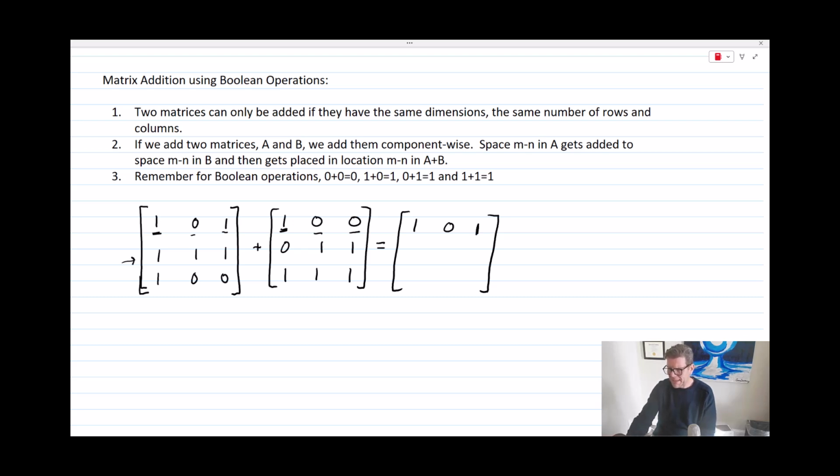Then I'm going to move down to my second row. Second row, first column, 1 plus 0 gives me a 1. Move over, next column, 1 plus 1 is 1. 1 plus 1 again is 1. 1 plus 1 again for that third row, first column, 1. Third row, second column, 0 plus 1 is 1. Third row, third column, 0 plus 1 is 1. And that's the result of our matrix addition.